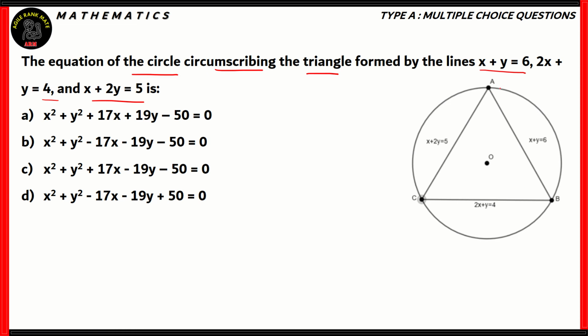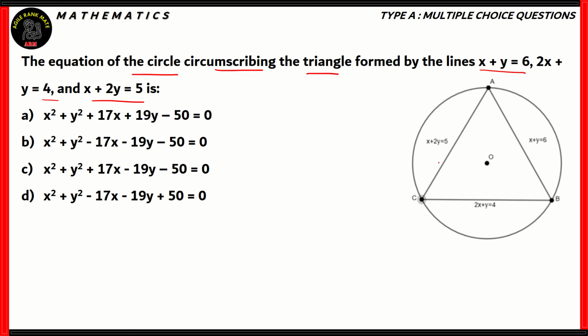Let's, for convenience, name the vertices as A, B, and C respectively, where AB is made by the line x plus y equals 6, BC is made by the line 2x plus y equals 4, AC is made by the line x plus 2y equals 5.